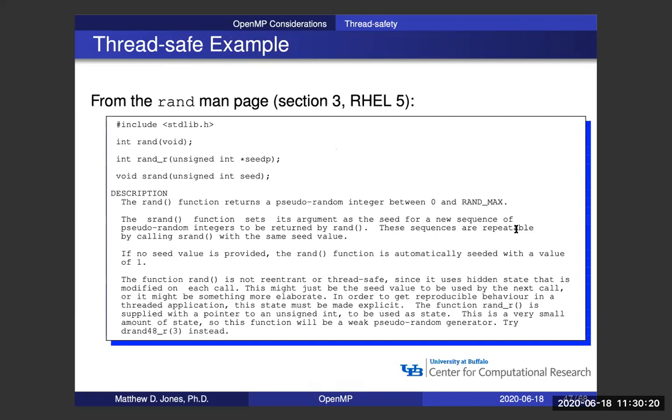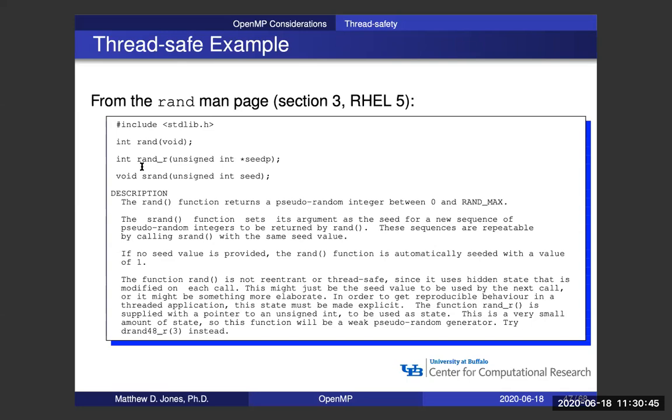The example I like to show here is from the random number generator. This used to be the default, and thankfully it's usually no longer the default that people try to use, called rand. I'm looking at the man page from RHEL 5, but it's still the same in RHEL 7, and probably will be the same in RHEL 8. You'll notice that there are actually 2 forms of this function: regular old rand and then rand_r. The _r is meant to be the reentrant version.